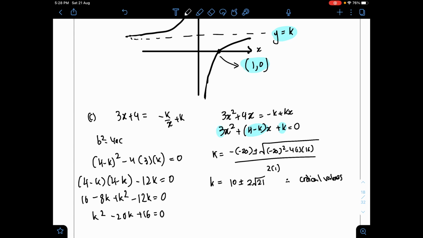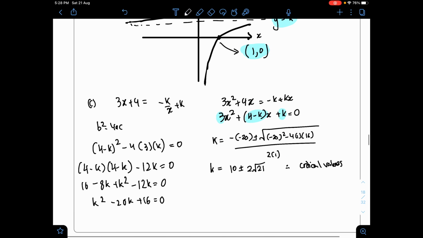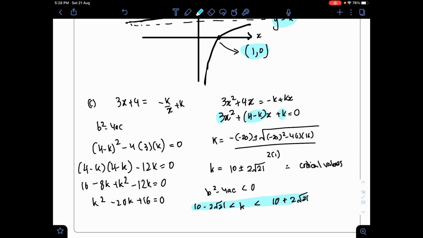All right, so what happens when we know that it does not intersect? What can we say about the discriminant? It's less than 0, right? b squared minus 4ac less than 0. So that means k is between 10 minus 2 root 21 and 10 plus 2 root 21. So this is our answer. This is the range. So you got 1 mark for getting this equation, 1 mark for getting the critical values, 1 mark for getting the answer, and doing b squared minus 4ac. Alright, so that's the answer.